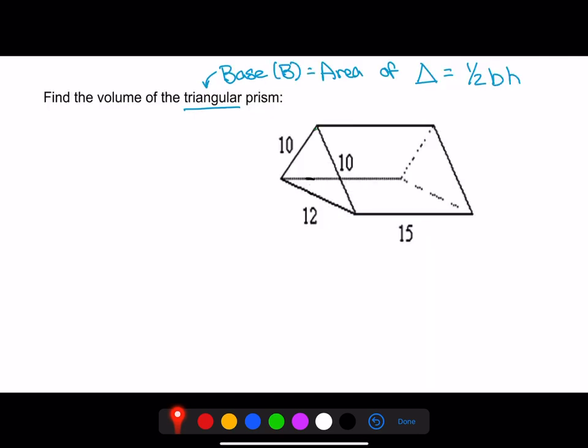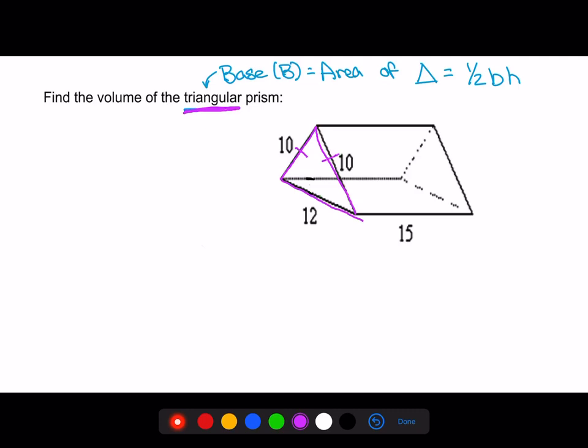Go ahead and try this one out on your own. Find the volume of the rectangular prism. All right, so looking at this, I notice that it is a triangular prism. I mean, I just said rectangular. This is a triangular prism. And if I look at this triangle here, I notice that 2 of the sides are the same. So this is in fact an isosceles triangular prism.